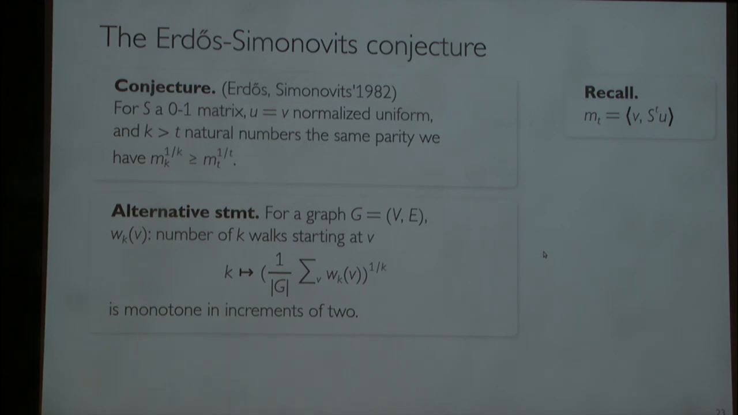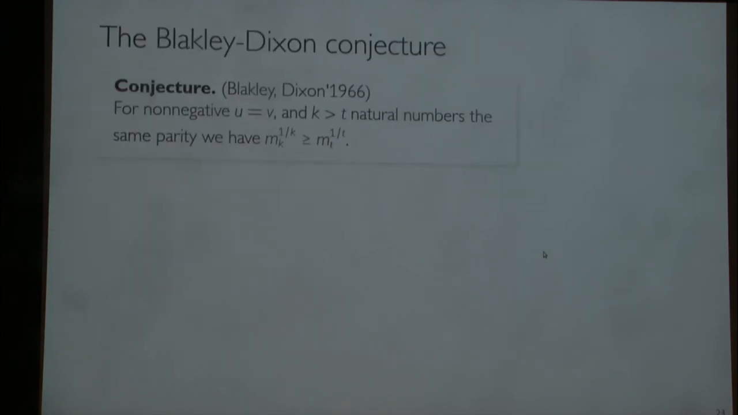So this is what they conjectured. Actually, even earlier than Erdős and Szymonowicz, in 1966, Blakely and Dixon conjectured the following. For u and v positive valued vectors, the same thing holds. They restricted it to u and v being the normalized uniform measure. Now, they say for any u, v of two norm equal to one, it should hold, and that's what they conjectured. And then the parity issue is obvious.